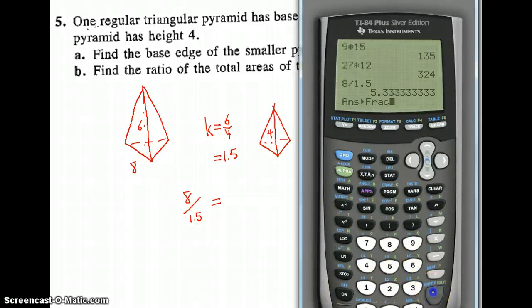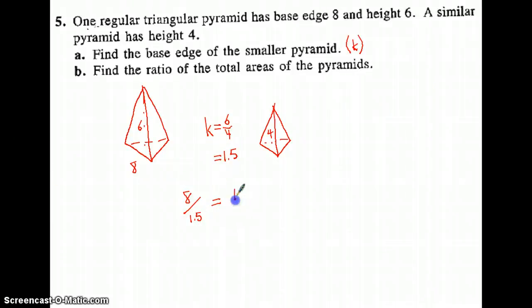Oh, I don't like that nasty fraction. Let's say it's 16/3. Which I could have found just by doubling this stuff, of course. So that's this thing here, and that's the answer to part A.